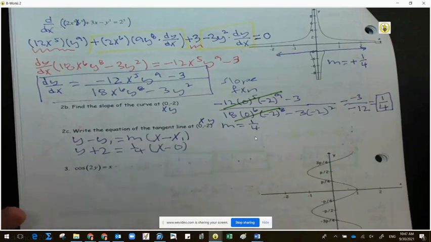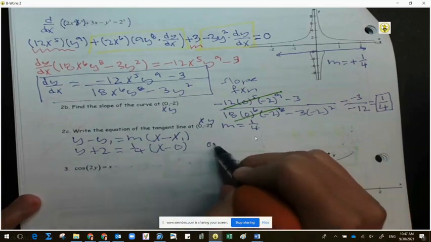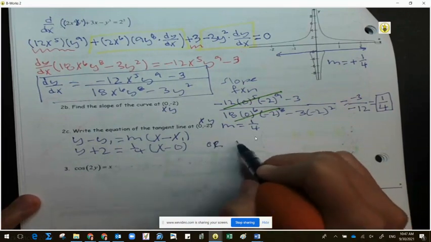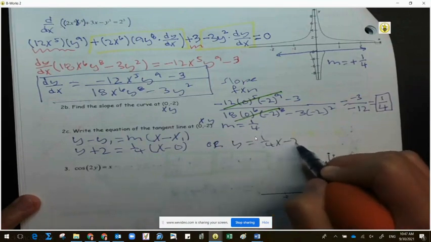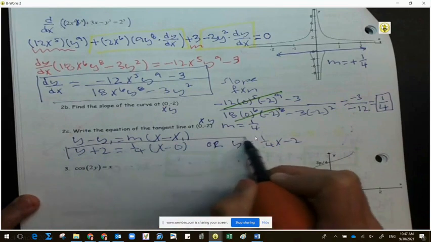And I'm going to leave that just for teaching purposes. I know on your last test, a lot of you went all the way and solved for y, and you still had it correct. Either one will work.